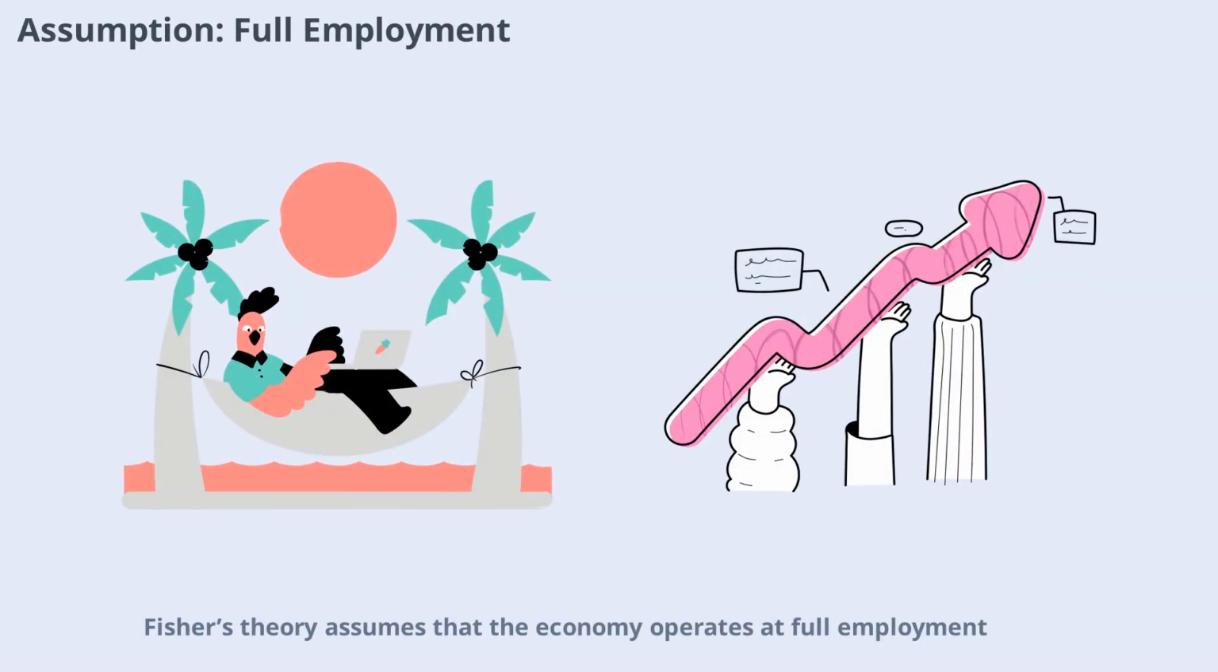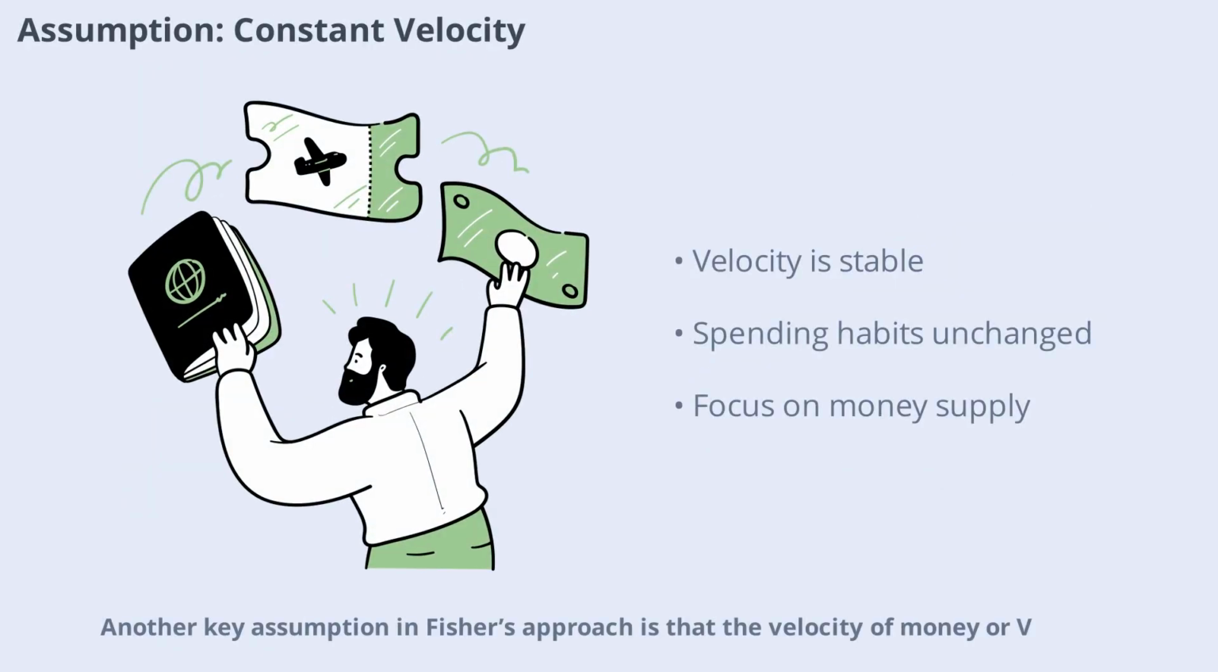Fisher's theory assumes that the economy operates at full employment. This means all available resources are being used efficiently, and there's no significant unemployment. Under these conditions, any increase in the money supply doesn't lead to more production but rather to higher prices. This assumption is crucial because it sets the stage for understanding how changes in money affect price levels rather than output.